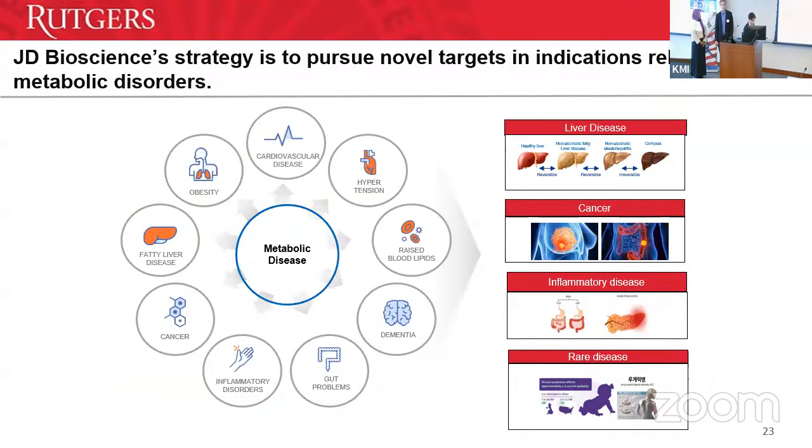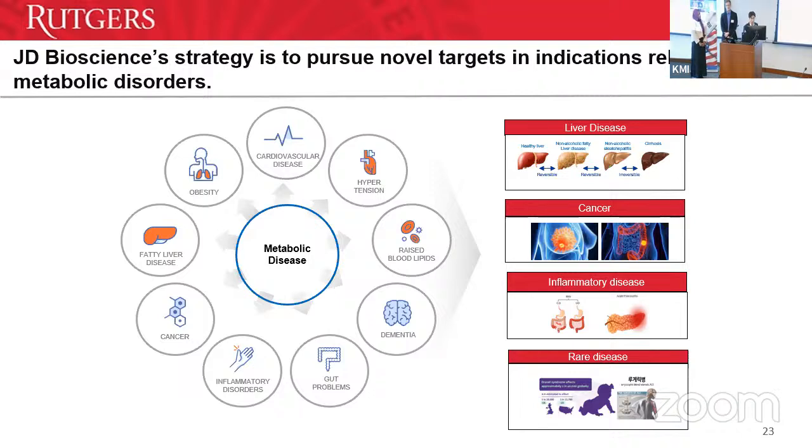And now, going over their strategy very briefly, their strategy is essentially to go after new targets and, broadly speaking, metabolic conditions. And currently, the focus is very broad. As you can see, there are multiple domains listed here, but it could be distilled down into 4 main categories: liver disease, cancer, inflammatory disease, and rare disease. These are all broad buckets, but they can be grouped into 4.